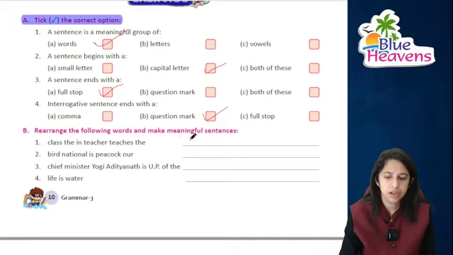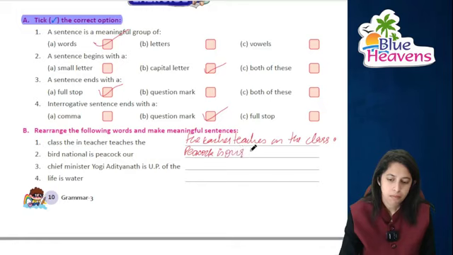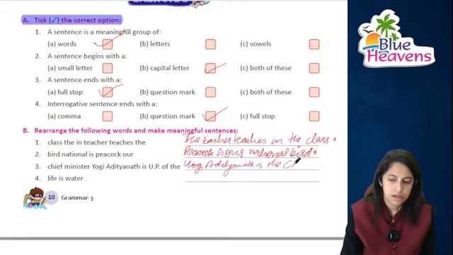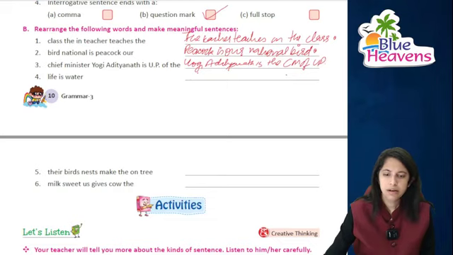The teacher teaches in the class. We can write the teacher teaches in the class. Make sure that you put full stops, right? Bird national is peacock is our national bird, right? Chief Minister Yogi Adityanath, आप लिख सकते हैं कि Yogi Adityanath is the CM of UP, right? Life is water. We will be doing this sentence, that is, no, water is life, right?